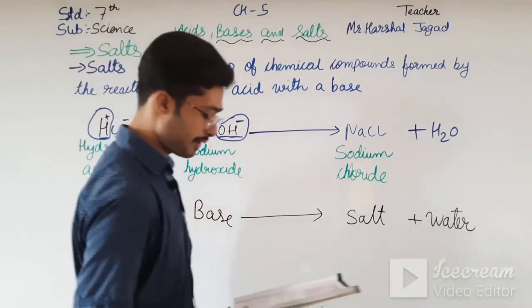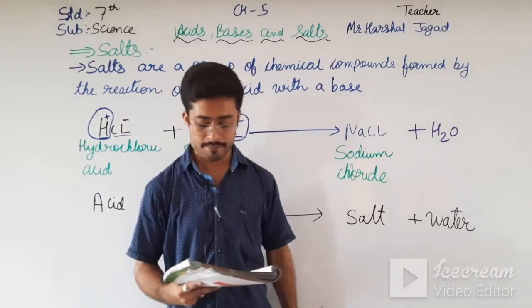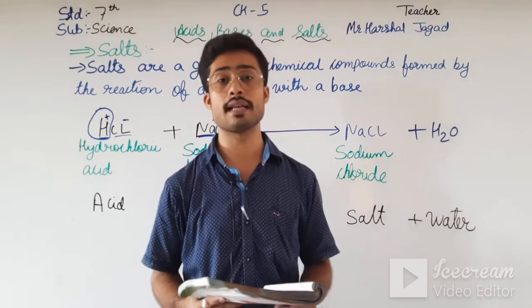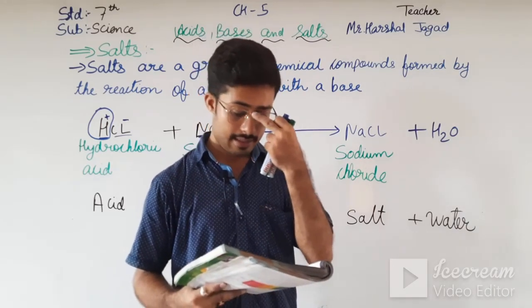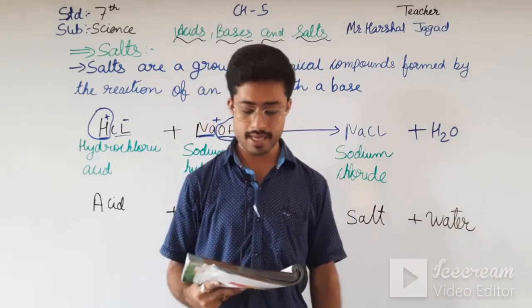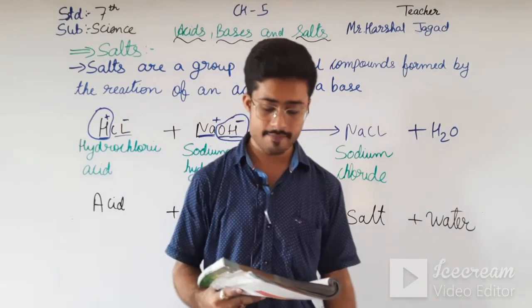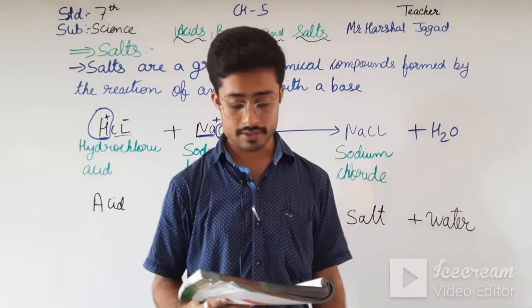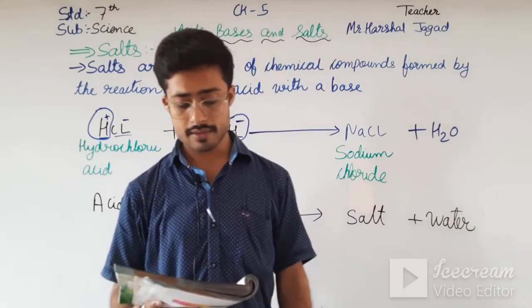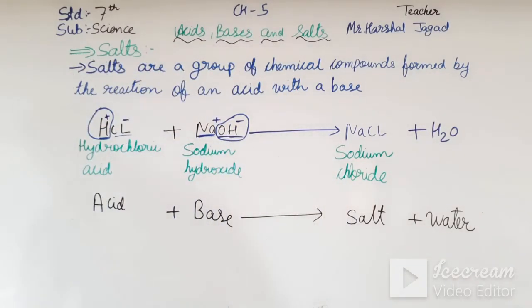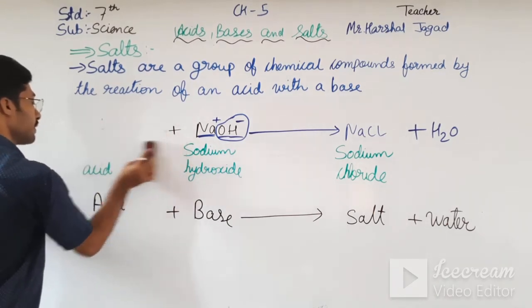Now just reading further, the reaction between vinegar and baking soda, which we learnt in the previous chapter, is also an example of neutralization reaction. In this reaction, vinegar, that means acetic acid CH3COOH, reacts with baking soda NaHCO3 to produce a salt, water and carbon dioxide. Okay students, salts can be classified into three types. Now let us see that classification, students.